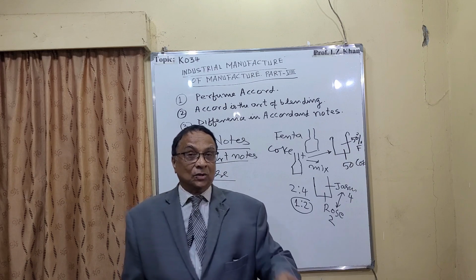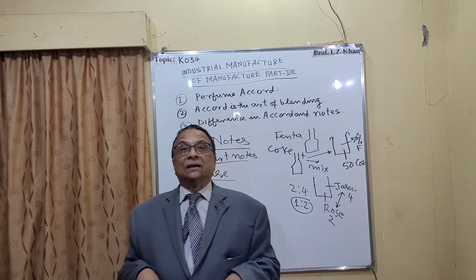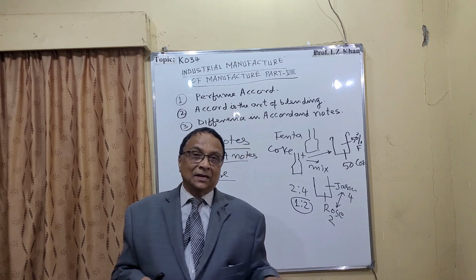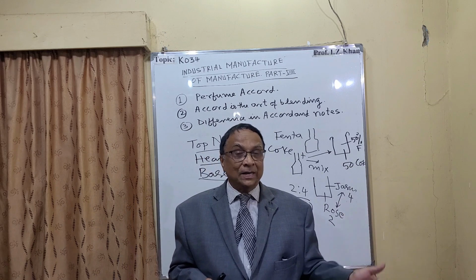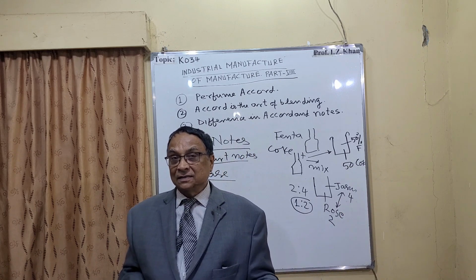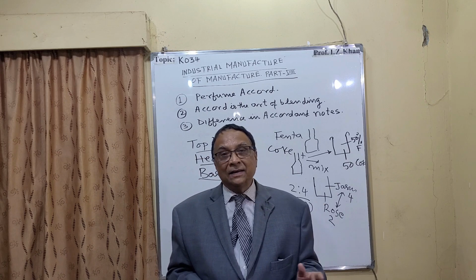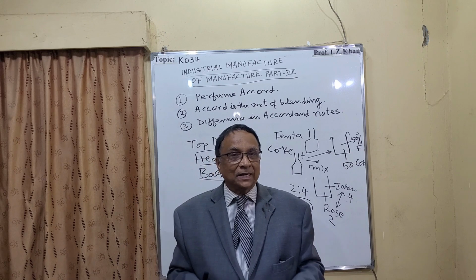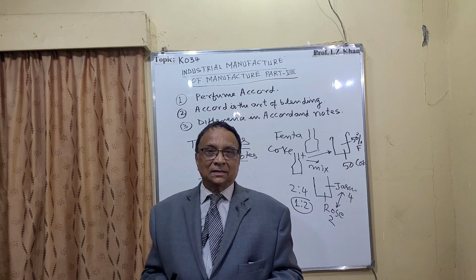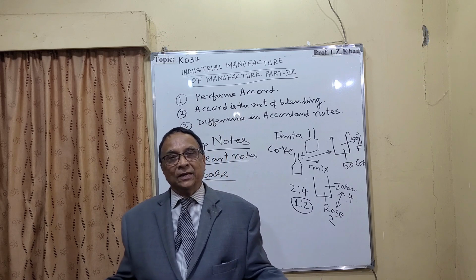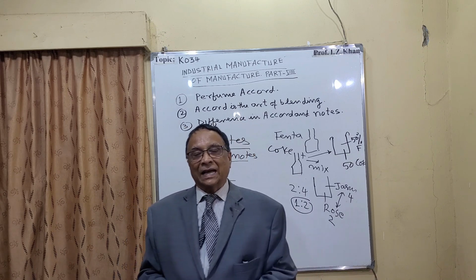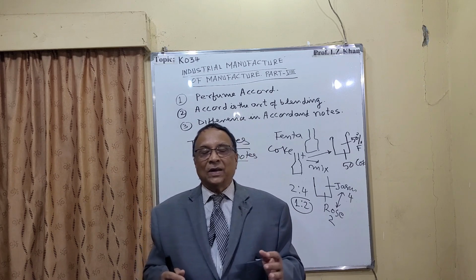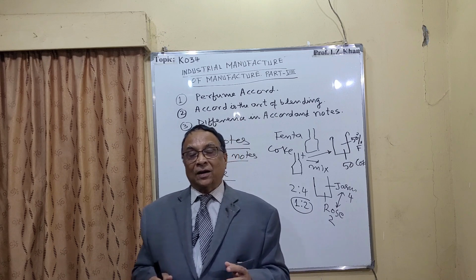Then it will come to the heart note. The heart means it goes inside the heart. It will stay, and it is a stable, pleasant fragrance, made from 7 or 8 different fragrance chemicals. And then when these two disappear, finally that is called the base. The base can be citrus, woody, or spicy. So this is how we make different types of accords.